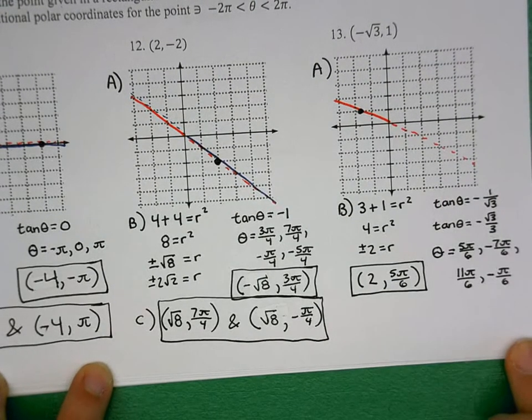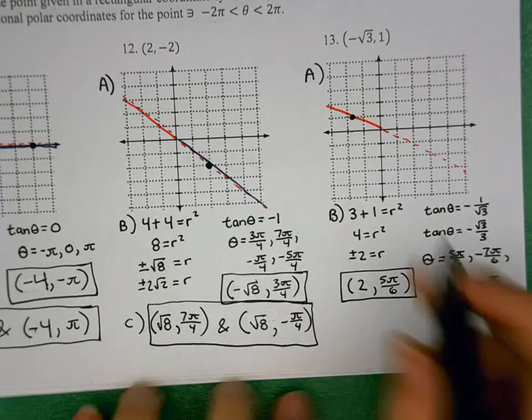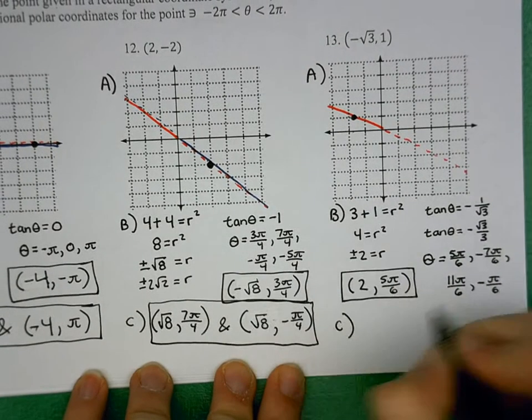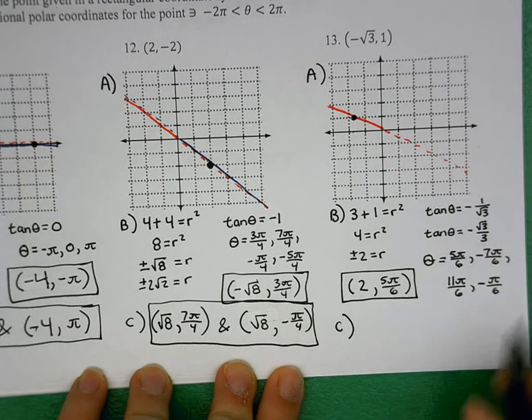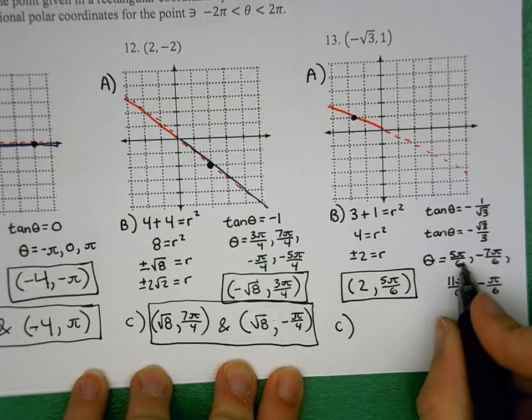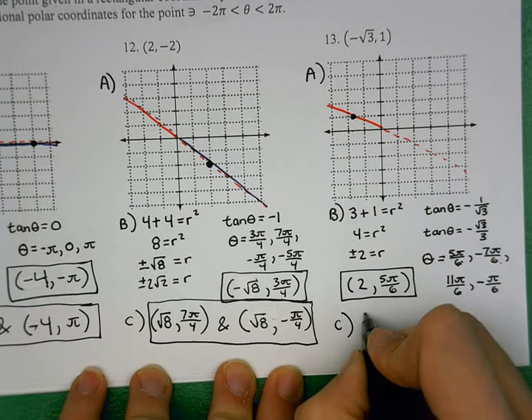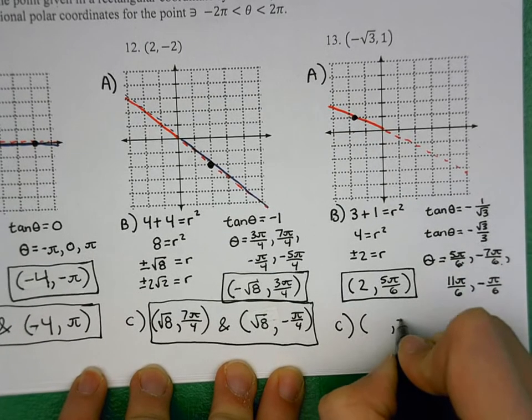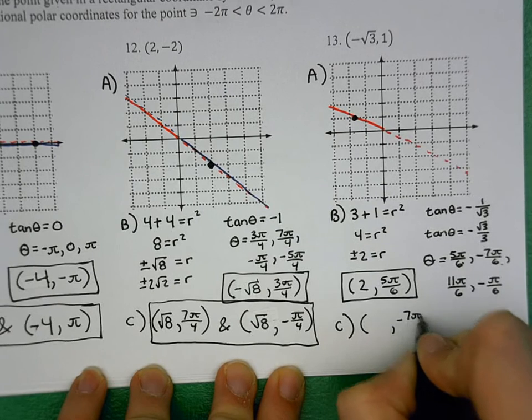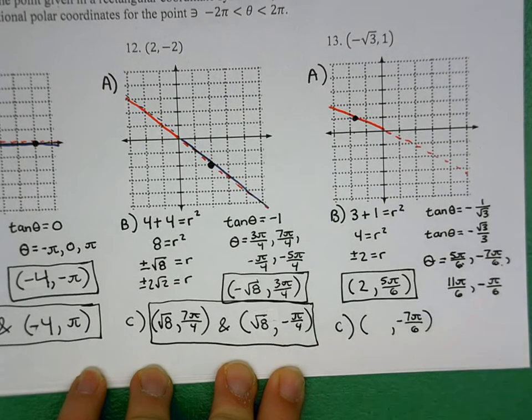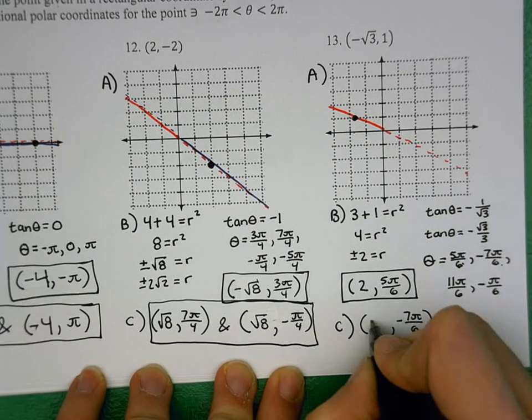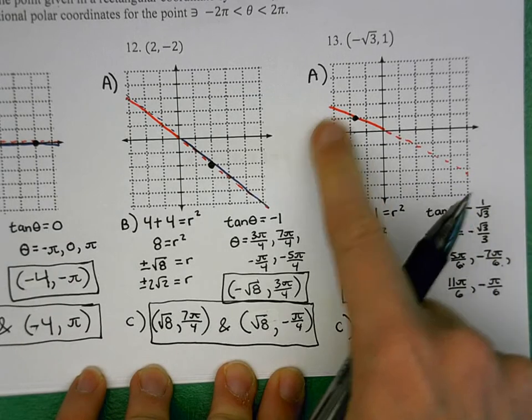Okay, and then C, 2 other coordinate points. Again, you can use whichever ones you want. Since I already did the 5 pi over 6, I did the negative 7 pi over 6 next, because I realized that those are going to have the same radial line, and therefore the same radius. Negative 7 pi over 6 also puts me in the third quadrant, and so I'd want a positive r.